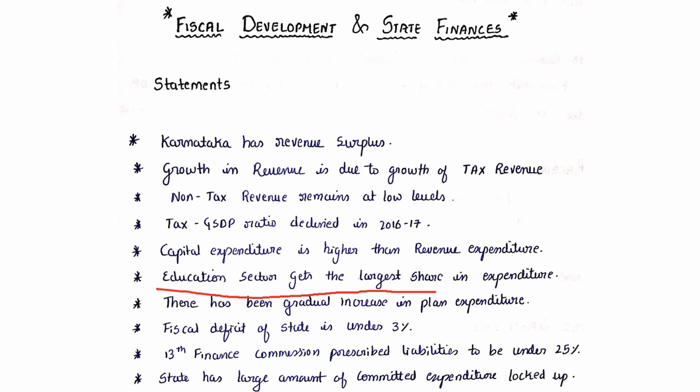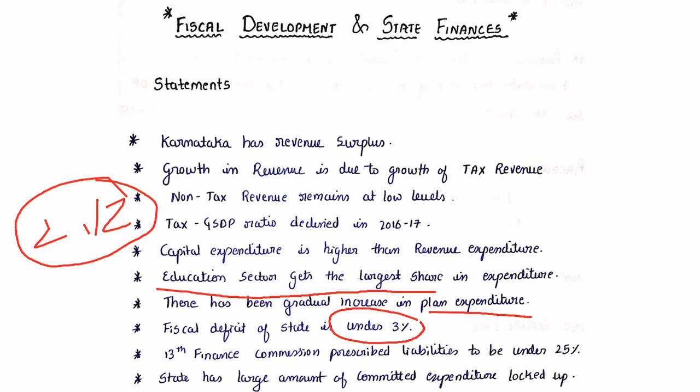There has been a gradual increase in the plan expenditure. The fiscal deficit of the state is under 3%, that is 2.12%. The fiscal deficit of Karnataka is 2.12%. The 13th Finance Commission prescribed the liabilities to be under 25% and the total liabilities of Karnataka is 16%. That is well within the limit of 25% prescribed by the 13th Finance Commission.